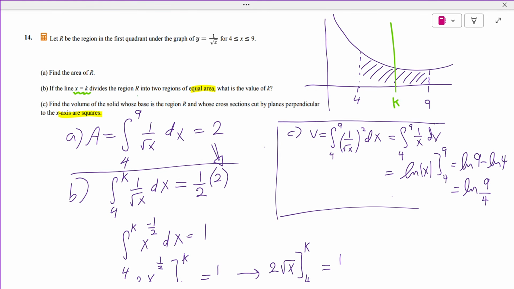This is part C. I hope I was not explaining too fast, and I hope everything is clear. That's it for question 14. Good luck.